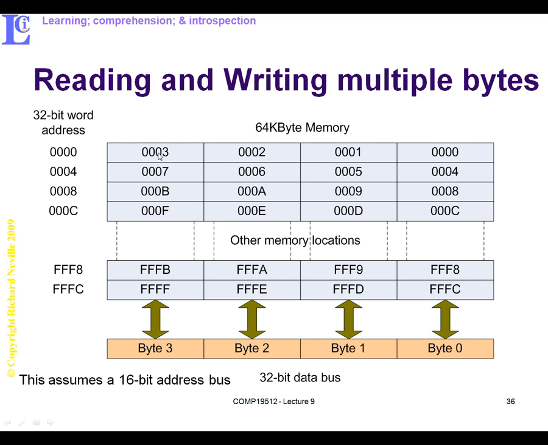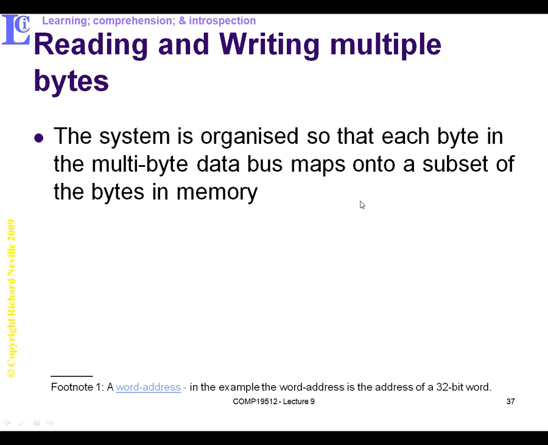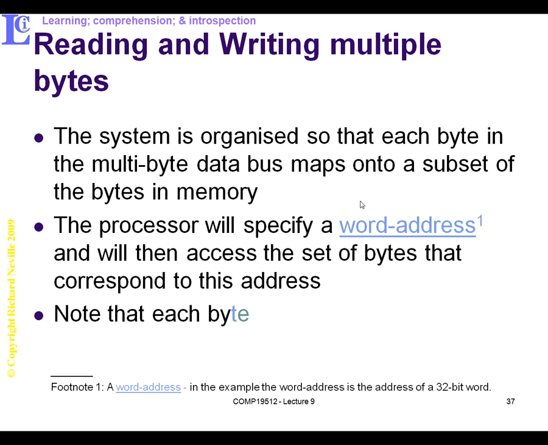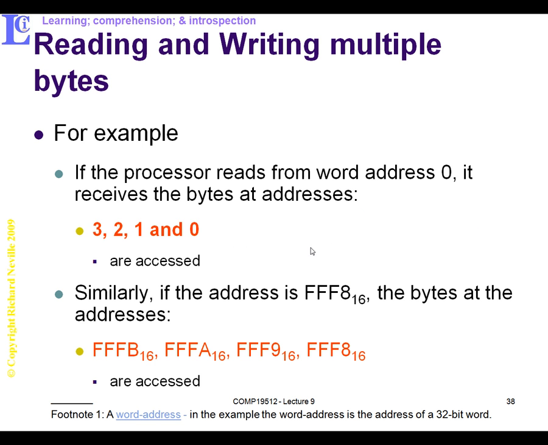So for the first address here, to get the first 32-bit word, we need to address different locations, 0, 1, 2 and 3. So let's have an example of this to make it even more explicit. If we're reading or writing multiple bytes, say if the processor is reading from word address 0, and we've looked at that previously on the slide, we have to read addresses 0, 1, 2 and 3, and that's for a 32-bit word.